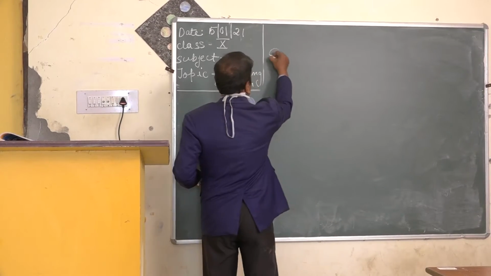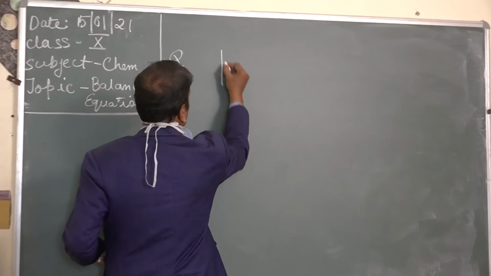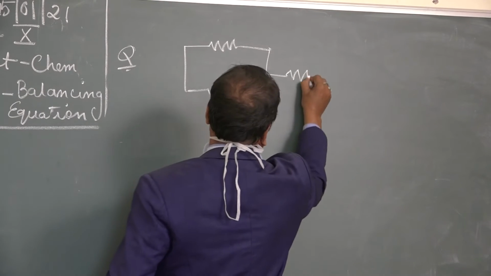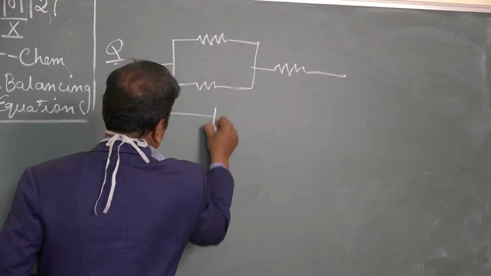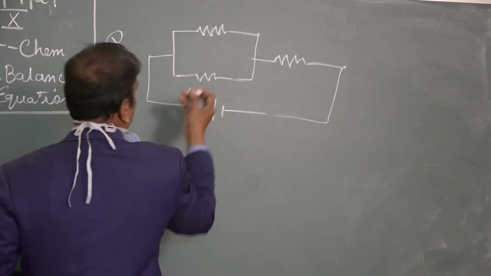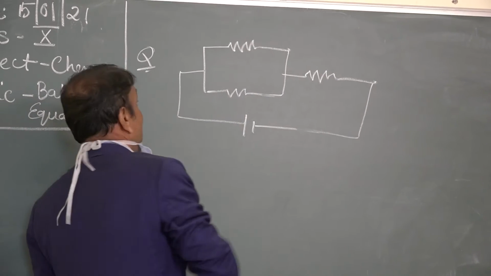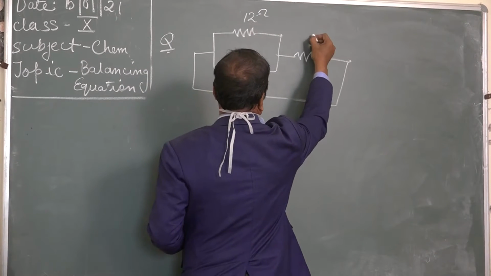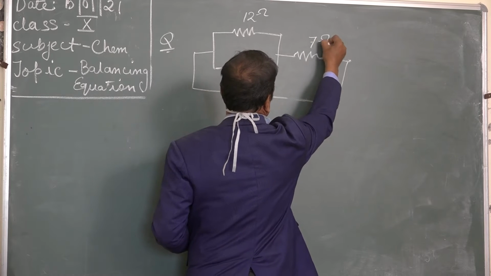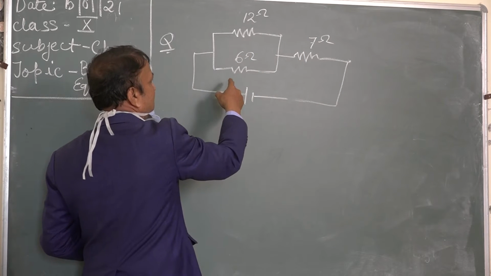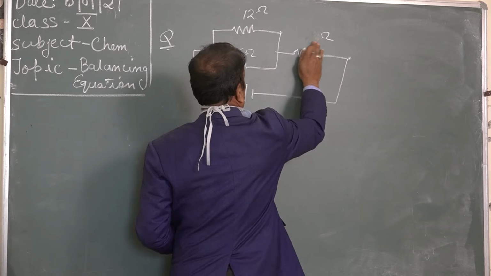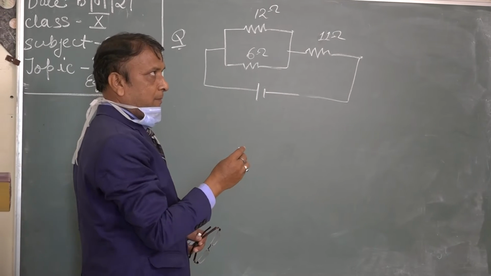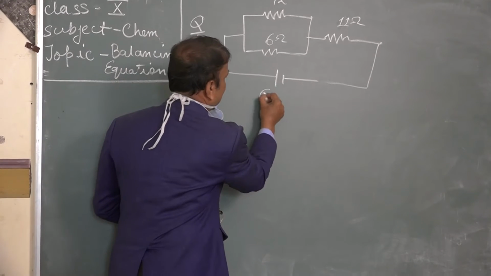Okay, the question is, this is one question, draw it. Similar questions as I had explained to you in the last class. Suppose it is 12 ohm, this is 6 ohm, this is 7 ohm, it is 11 ohm, you take 11 ohm, it is 60 volt.